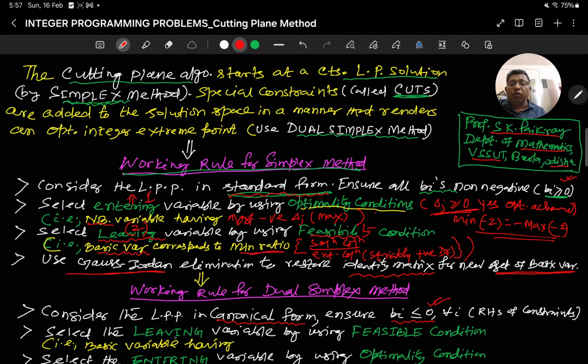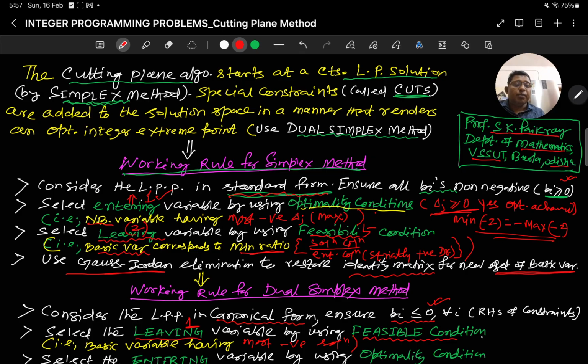So first we have to select the leaving variable here. In the dual simplex method, we have to select the leaving variable, in contrast to the simplex method, where we first select the entering variable. Here we select the leaving variable by using the feasibility condition. So what is that feasibility condition here? It is the basic variable having the most negative solution, that is, the most negative bi. This will be selected as your leaving variable.